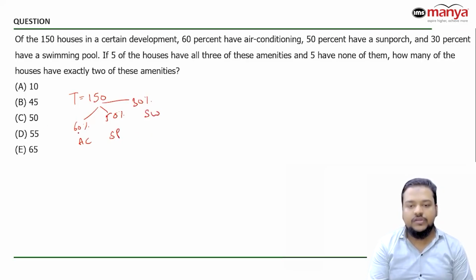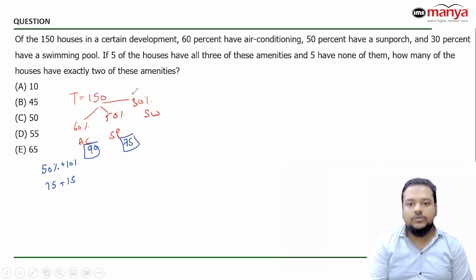If I calculate the value, 60% of 150, you can calculate it by adding 50% and 10%. There are always better ways to calculate, so just practice that. 50% of 150 will be 75 and 10% of 150 is 15, so 60% will be nothing but 90. Now the sun porch, 50%, that is very clear, 75. Now 30% of 150 will be 45.